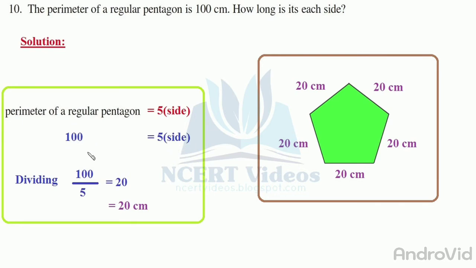Now we will divide this 100 by 5 because a pentagon has 5 sides. So it gives you 20. 20 into 5 gives you 100. Therefore each side is 20, and again we can check it. If we multiply 20 by 5 times, we will get 100 centimeter back as the perimeter of the pentagon. So this was question number 10.